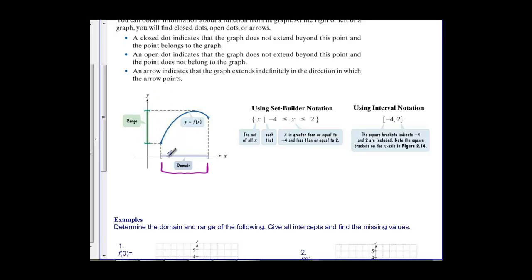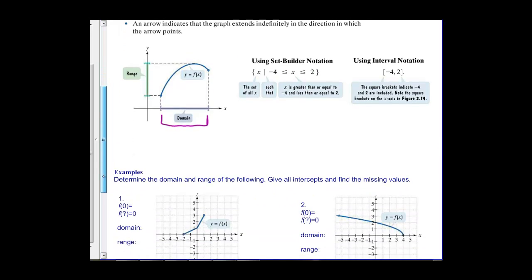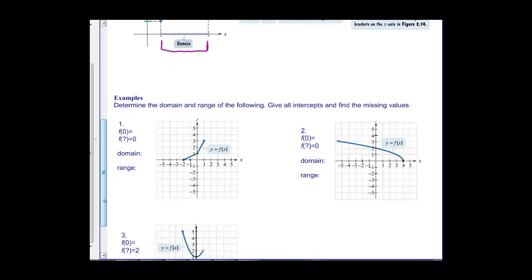Does this make sense, this little picture up here? So to find your domain, you're looking for the x values, and to find your range, you're looking for the possible y values for your function. All right, we'll come back to the set builder notation. I want us to actually start pulling out domain and range first.